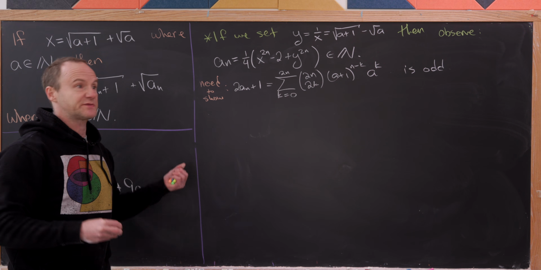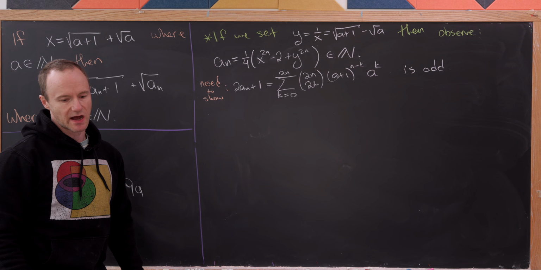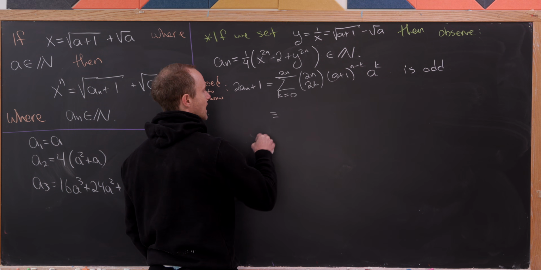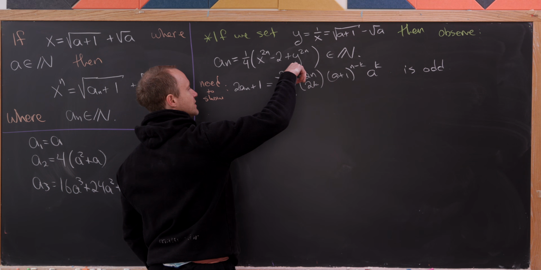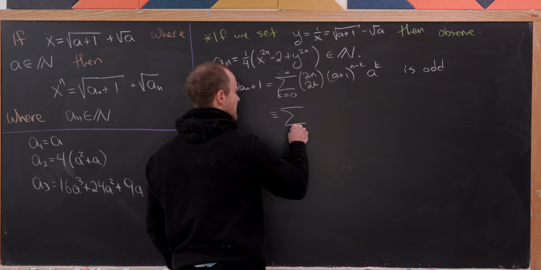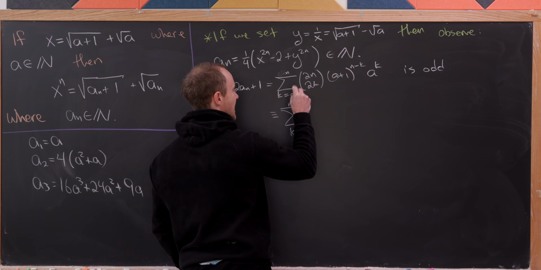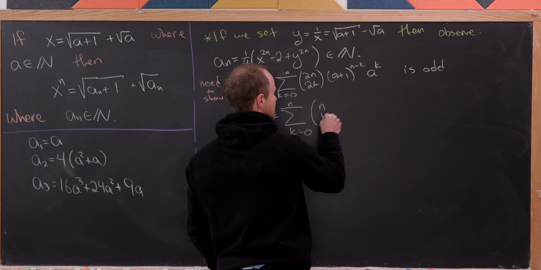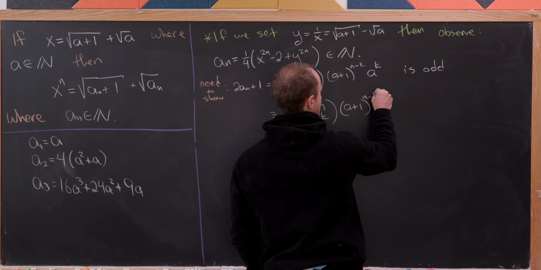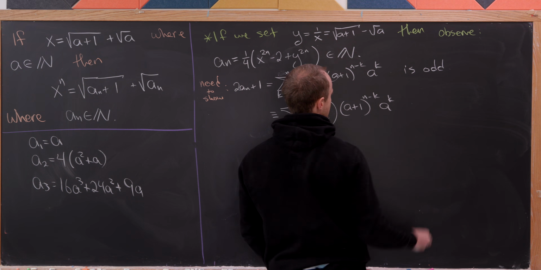Okay, so let's finish this thing off by showing that this object is odd. And so let's start by reducing mod 2. If we reduce this thing mod 2, what are we going to get? Notice that that should have been n from before. So we're going to have the sum as k goes from 0 to n of n choose k, and then we'll have a plus 1 to the n minus k times a to the k.